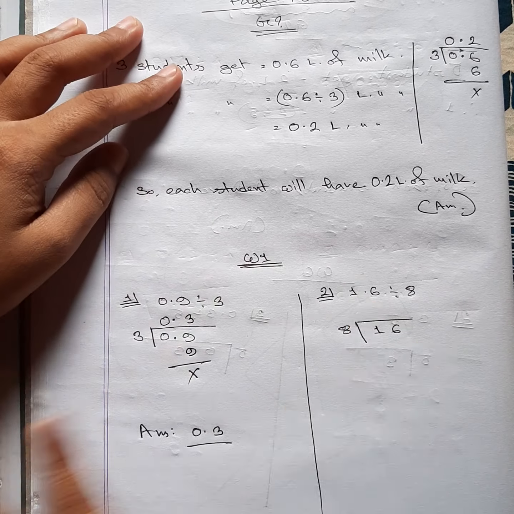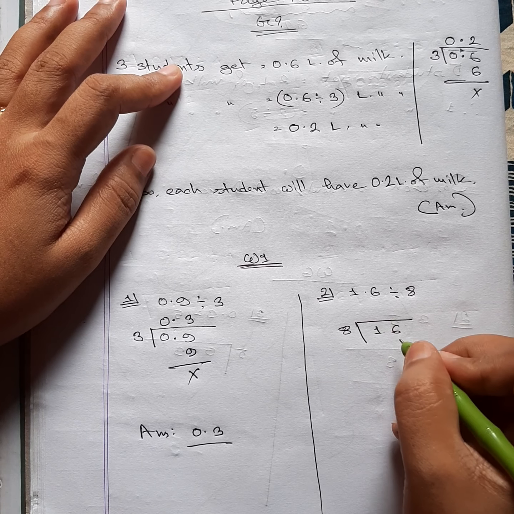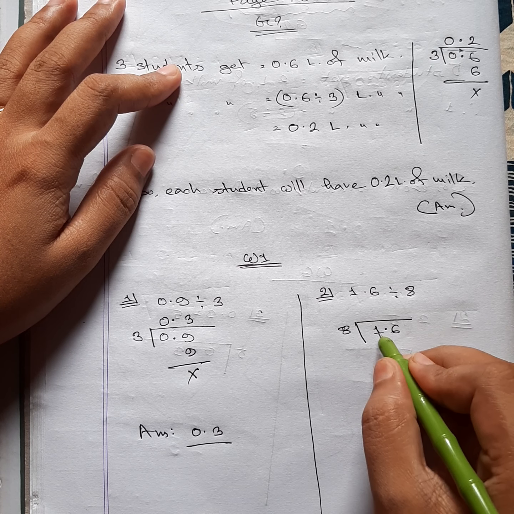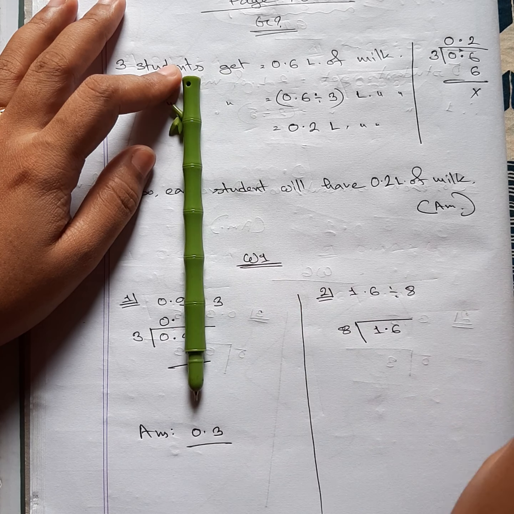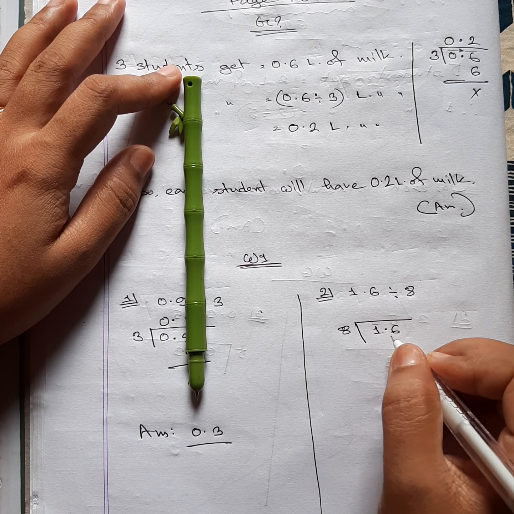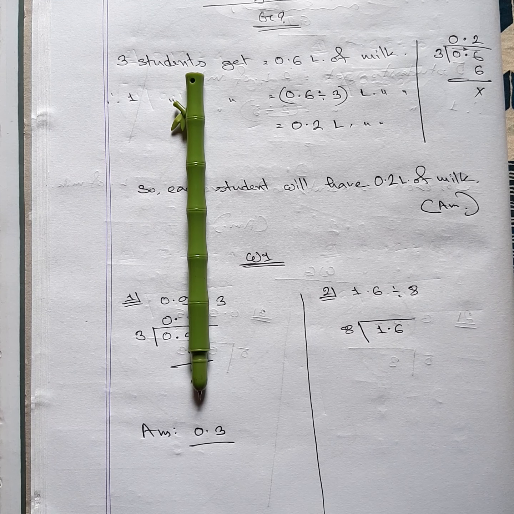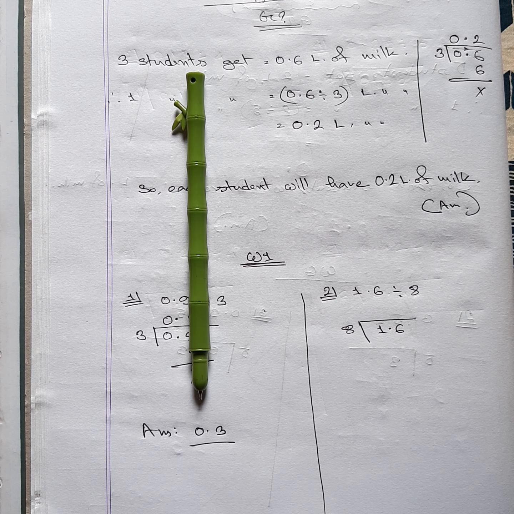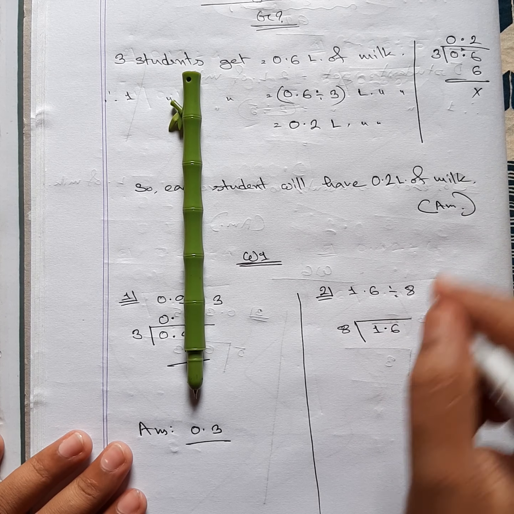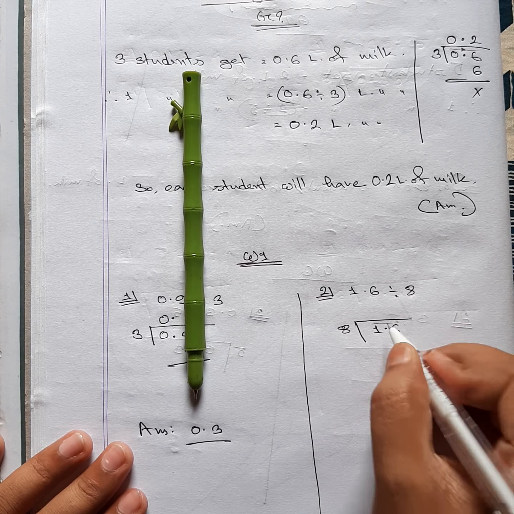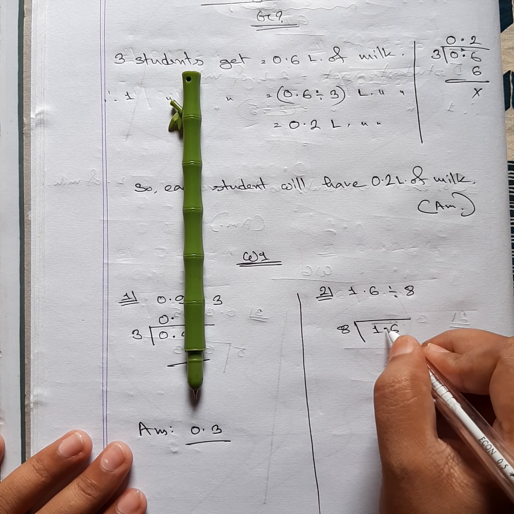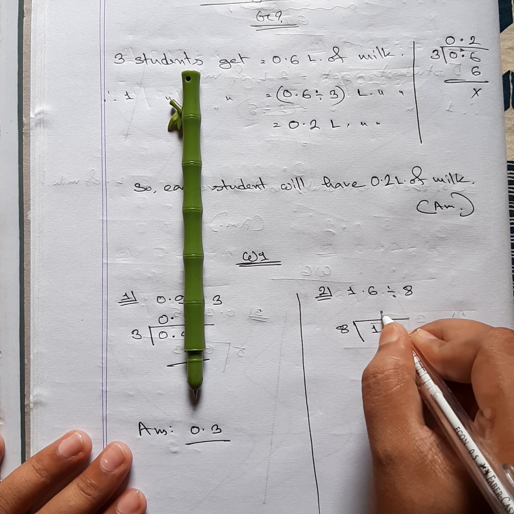Okay, another one. I didn't give the decimal over here, now I have given. Now you can see our target is 1, and 1 cannot be divided by 8. So we need to take another digit, and the number will become 16. In the process of taking another digit, we have crossed the decimal, so we need to give the decimal over here.